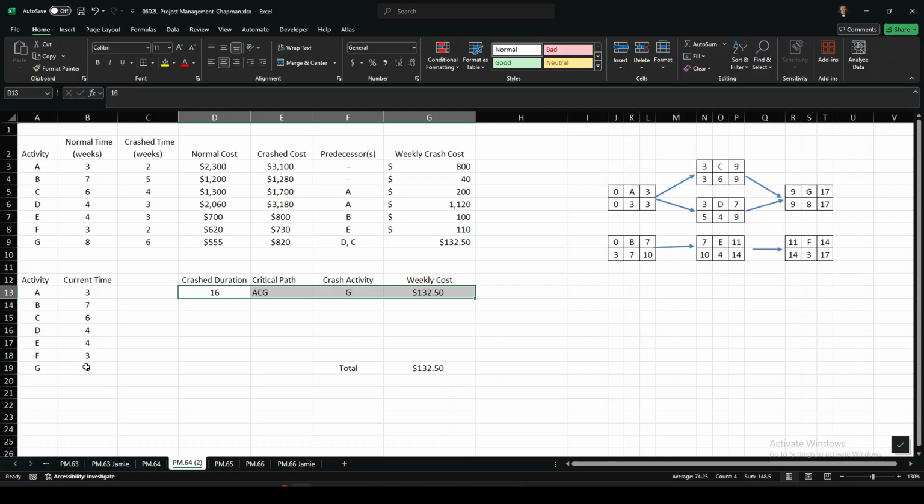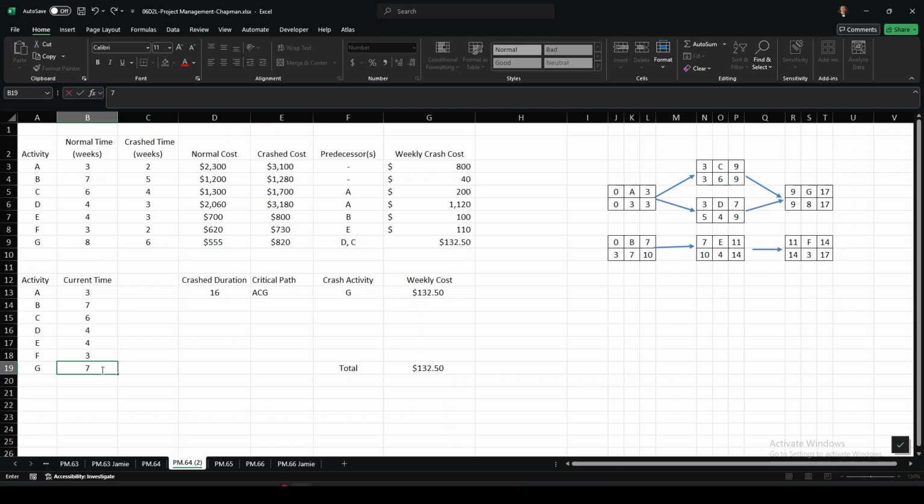The way I've got this spreadsheet set up, I'm going to remove 1 week from G. I'm going to go from 8 to 7 weeks in G. Notice when I make this change, G is now 7 here, and we've shortened the project to 16 weeks. It cost us $132.50, but we are now shorter by 1 week. But we need to go to 14 weeks. So this gets us down to 16 weeks, right?